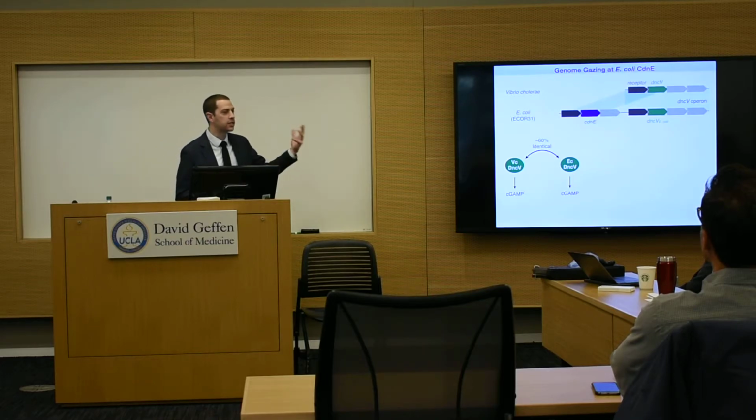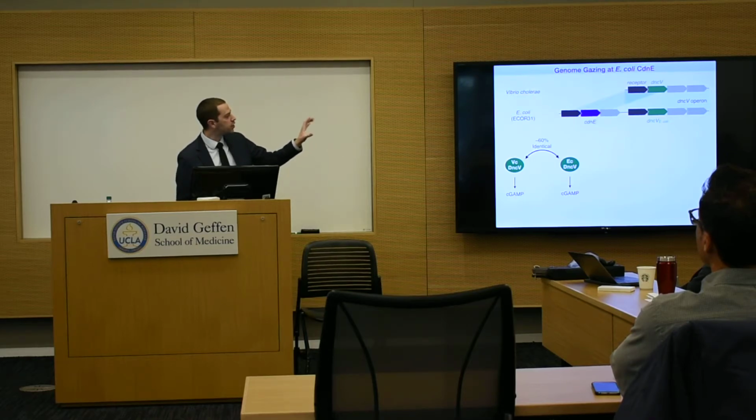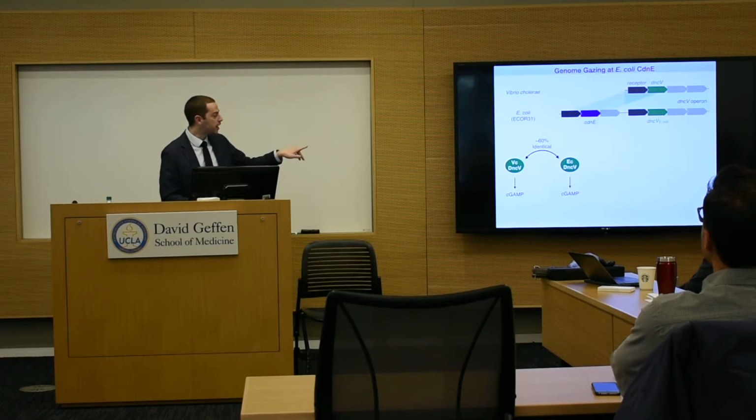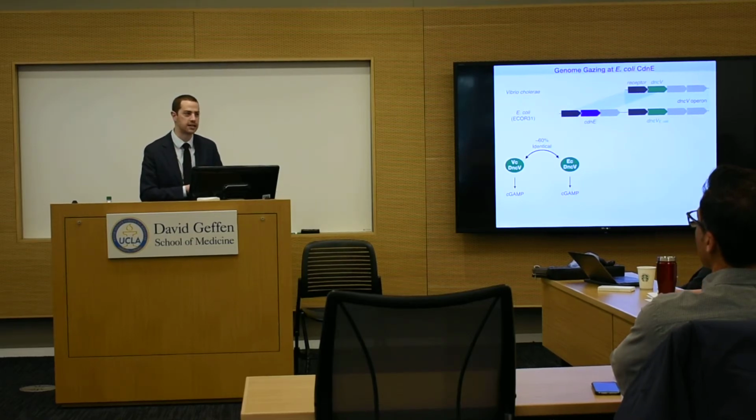Within those bacteria, and here I'm showing you an E. coli, and notably this is not the K12 E. coli that you work with in your lab conventionally, it's a different strain of E. coli, but this strain encoded a DncV-like operon. E. coli DncV also is capable of synthesizing cGAMP, and that's because these two enzymes are 60% identical.